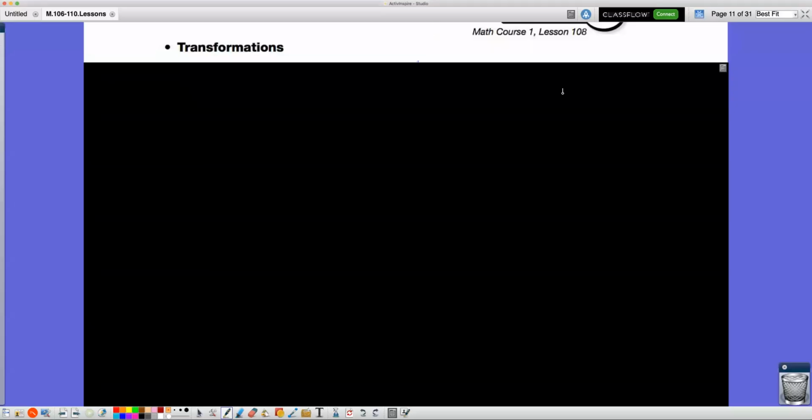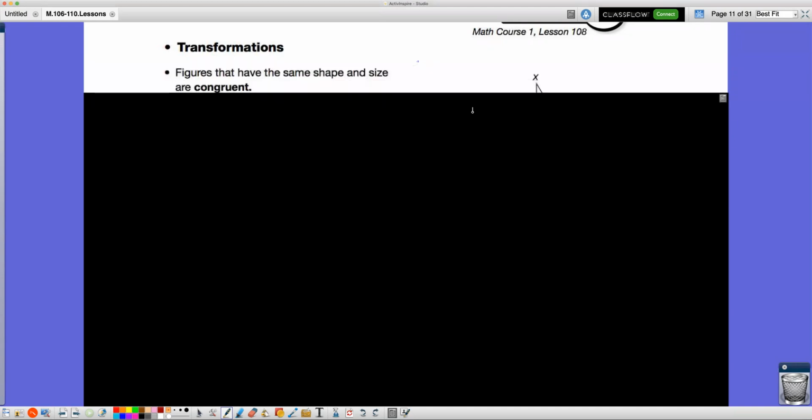Hello, everybody. We're going to look at Saxon Math, Course 1. This is Lesson 108, called Transformations. In this lesson, we're going to find out that figures that have the same shape and size are congruent. So the word congruent simply means that they have the same shape and the same size.